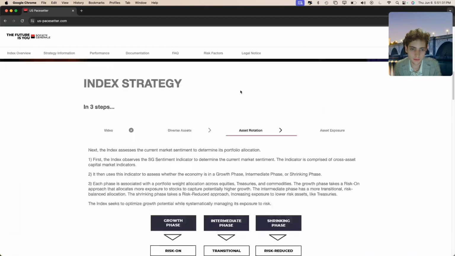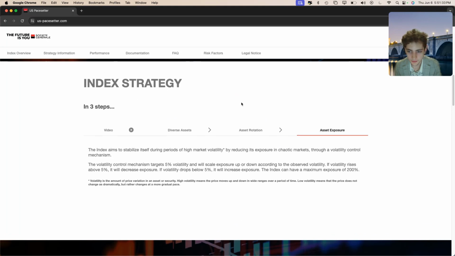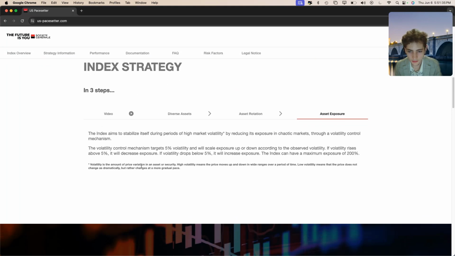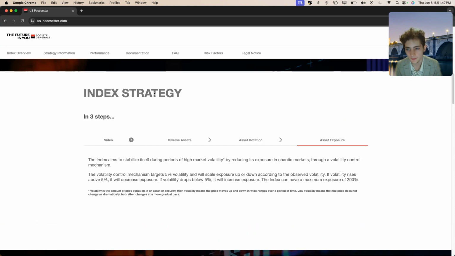That is the performance. We can also see the asset exposure. This is also important. This 5% right here controls with a 5% volatility scale. If it said 7%, it would be a little less controlled and a little more volatile, because it is rotating between 7% rather than 5%.